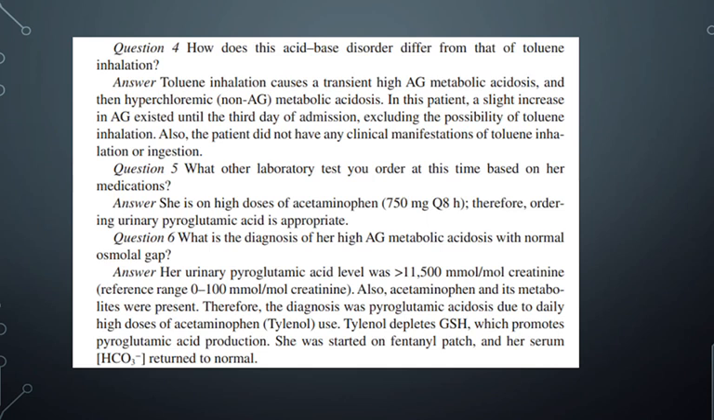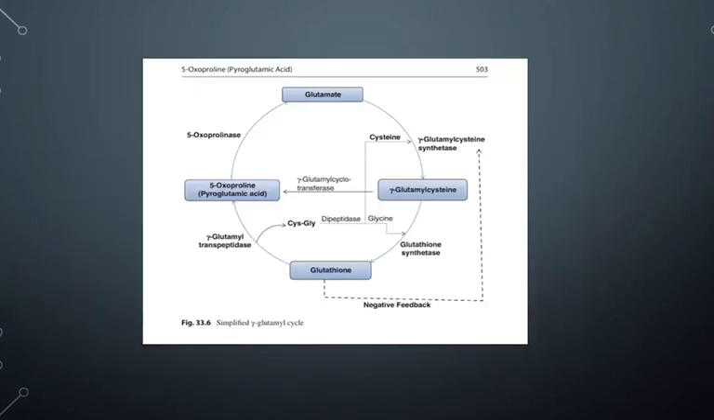Now, the most important thing in this patient is that she's on a high dose of acetaminophen, 750 milligrams eighth hourly. So you had to order a urinary pyroglutamic acid level, and it was found to be very high, and this is a classical presentation of pyroglutamic acid toxicity.